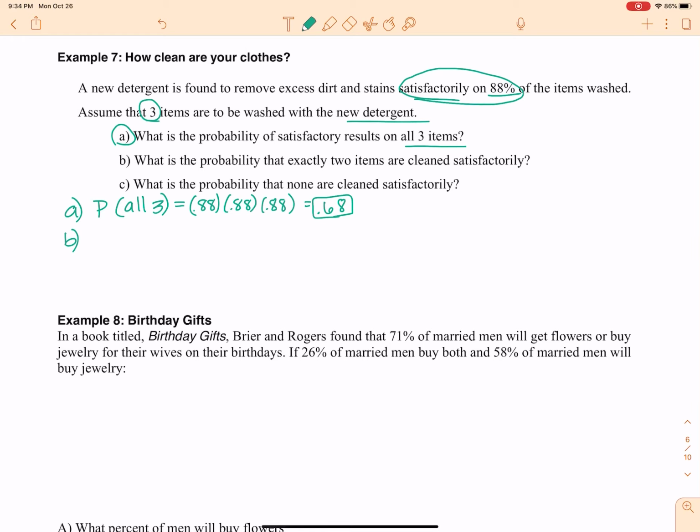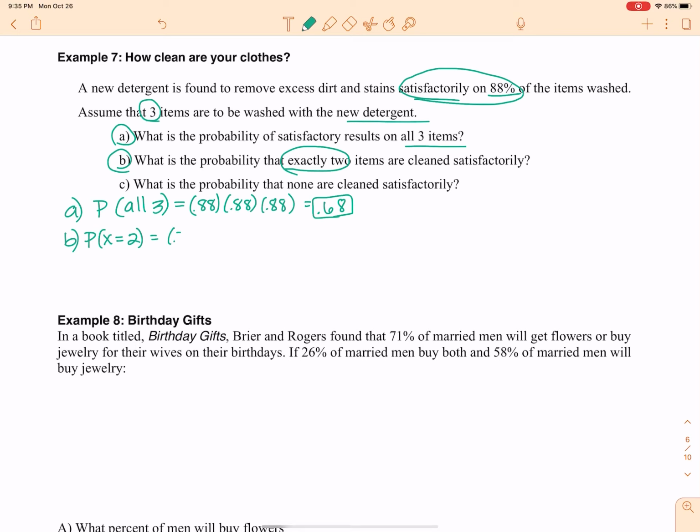All right, part B. What is the probability that exactly 2 items are cleaned satisfactorily? Well, we need to take into consideration that this means exactly 2 of them are cleaned satisfactorily and the other one is not. So let's look at this. The probability that exactly 2 of them are cleaned satisfactorily. Well, it could be that the first one is cleaned correctly and the second one isn't and the third one is. Or we could have a situation where the first one isn't, the last 2 are, or a situation where the first 2 are and the last one's not. So what does this look like?